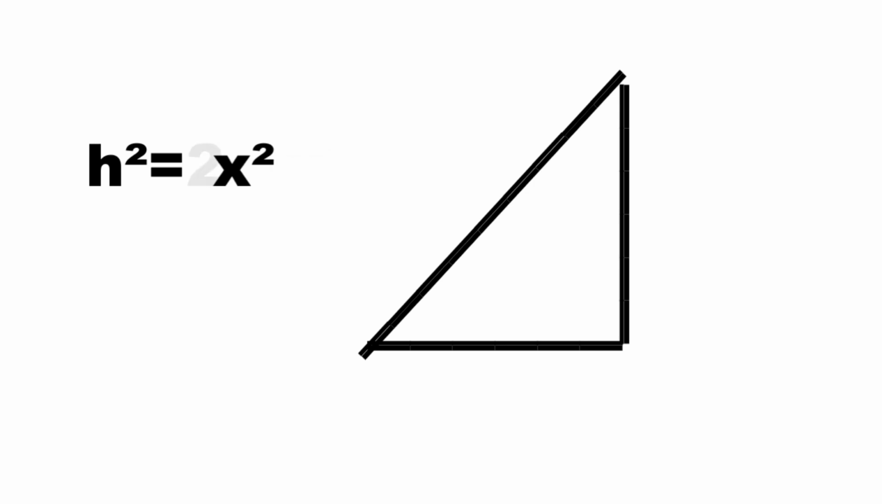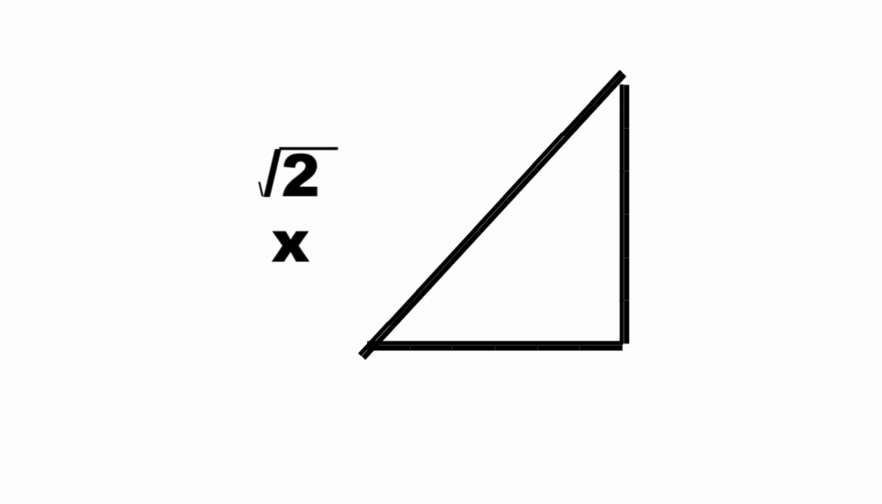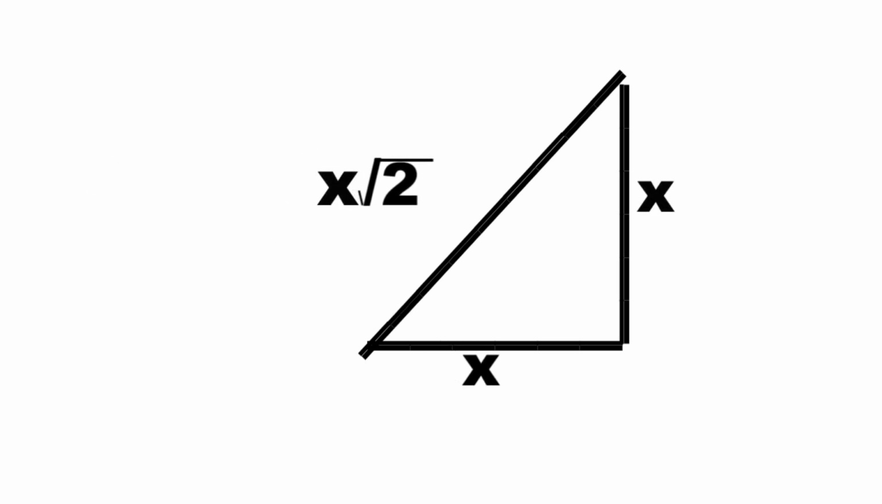Simplifying, we have h squared is equal to 2x squared, and by getting the square root, h is equal to the square root of 2x squared, so we have h is equal to x times square root of 2. So if the two legs of the 45, 45, 90 degrees triangle measure x in length, the hypotenuse is x times the square root of 2.